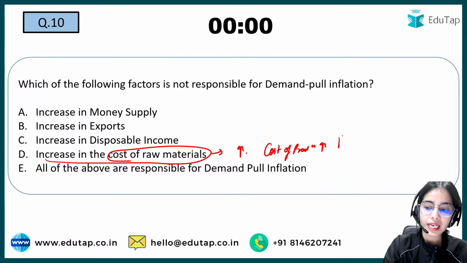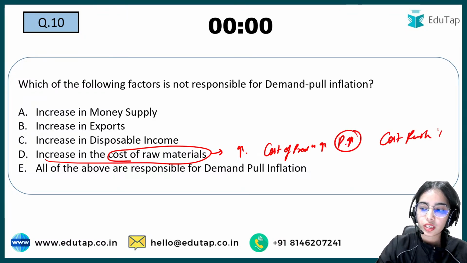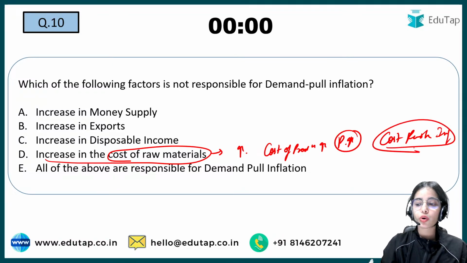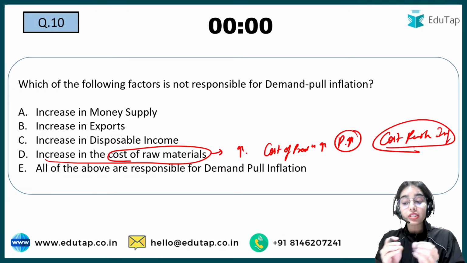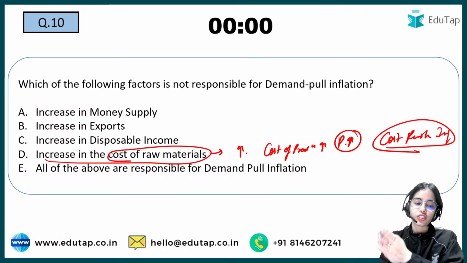That means the prices are going to increase because of the cost push inflation. The cost is being pushed by the inflation. The cost is being raised by the inflation. So that is the idea.